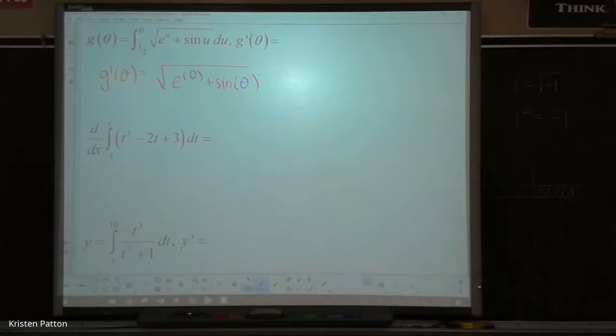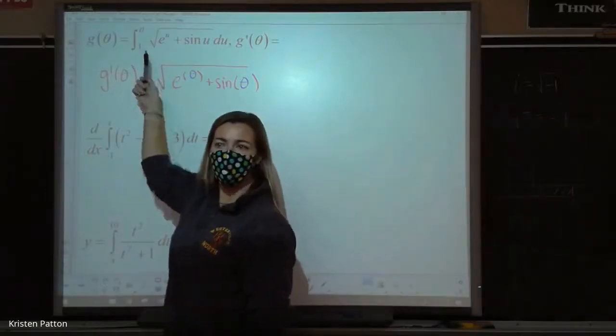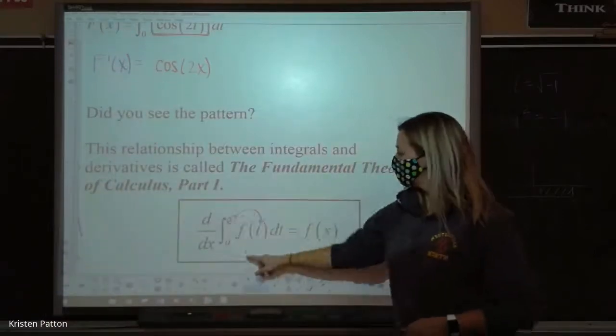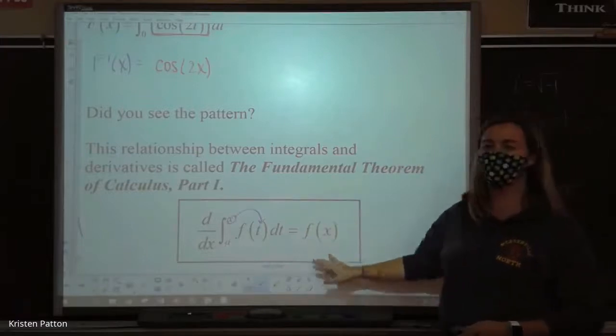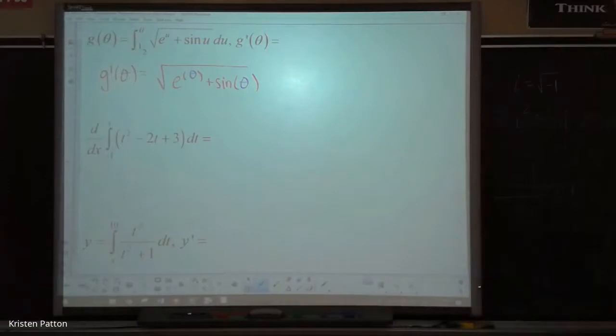Do I touch the 1/2, that lower bound? Not at all. Because look back here. The rule said it doesn't matter what the lower bound is. That a is nowhere in here. We don't use the lower bound. We don't use that constant because the derivative of a constant would be 0.